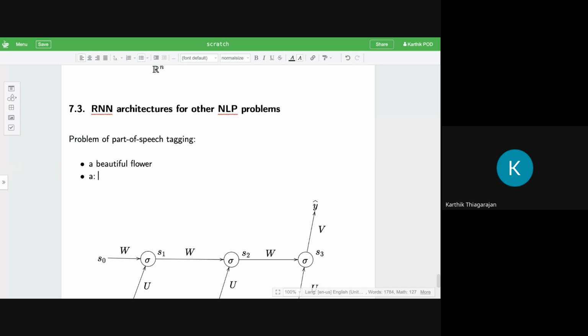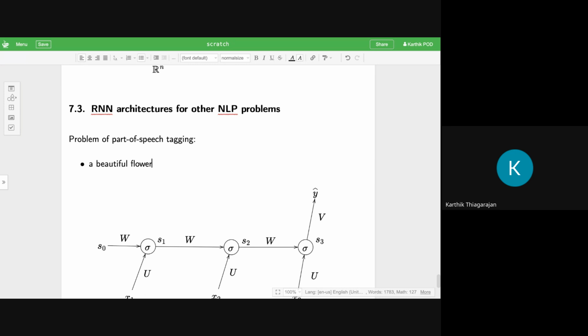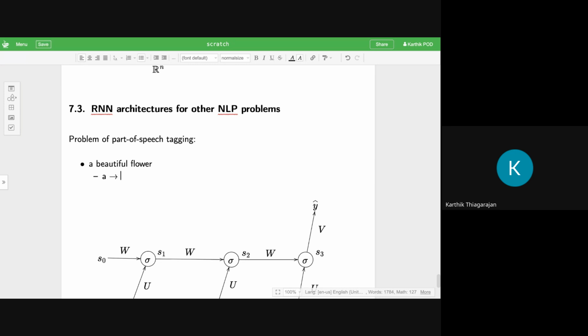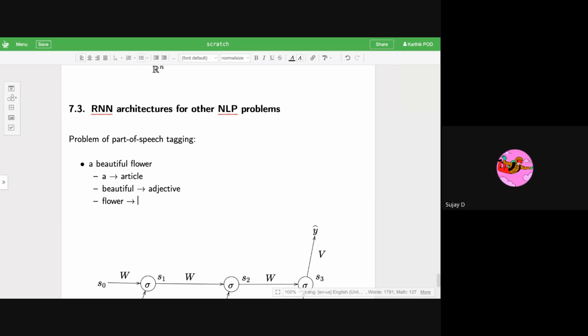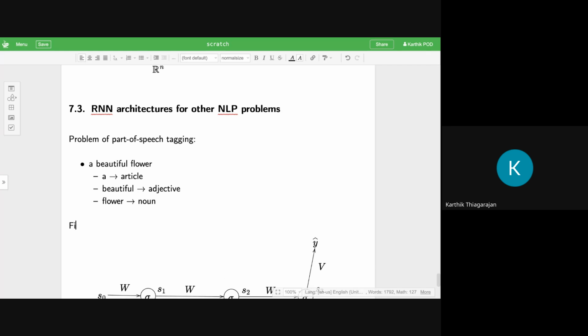Now there is this concept called part of speech in English. What is A? It's called a determiner, I think, or an article. What is beautiful in this context? An adjective. And what about flower? A noun. So you have a finite set of tags. These could be article, adjective, noun, adverb, pronoun, and so on. Assume that these are all the parts of speech that you have.